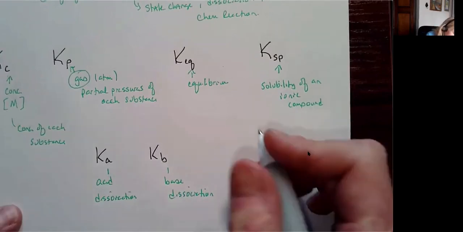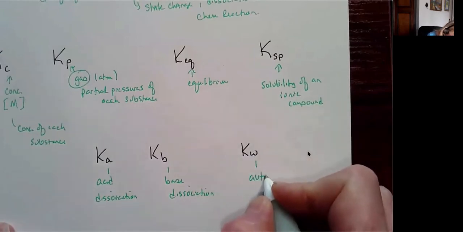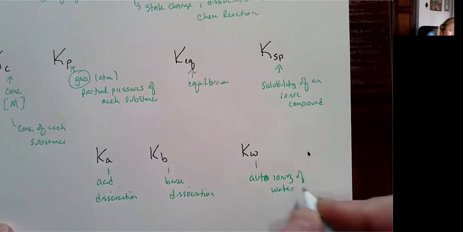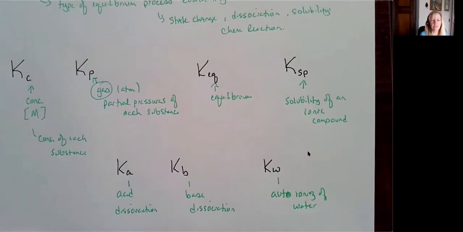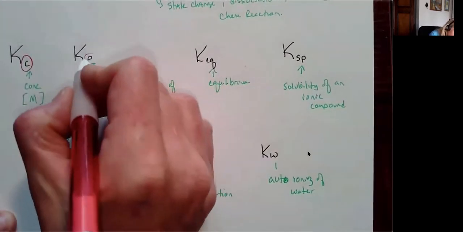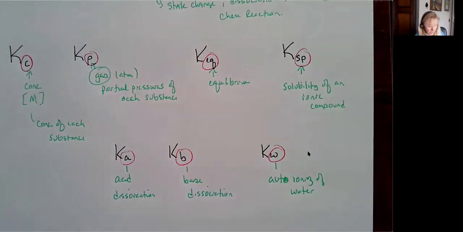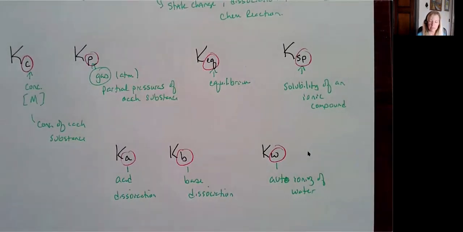I could have Kw, and the w means that this is the autoionization of water. And you don't have to know these right now, but just recognize that there are all these various subscripts that I can apply to equilibrium. And this isn't even all of them, but this is where we'll stop right now. They describe what the system is, or what the process is that I'm particularly looking at.